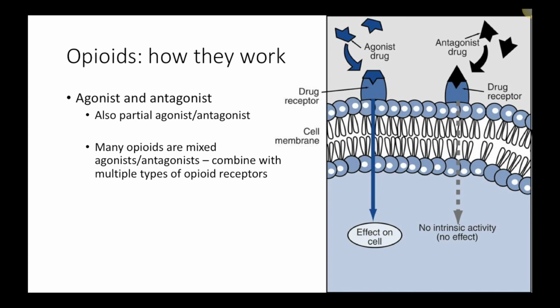How they work, we have an agonist and antagonist effect. There's also partial agonist and partial antagonist. Same thing. Many opioids are mixed agonist-antagonist, and they combine with multiple types of opioid receptors.